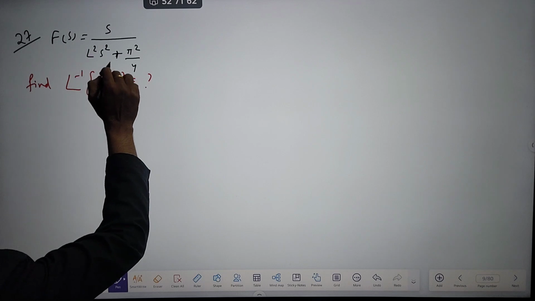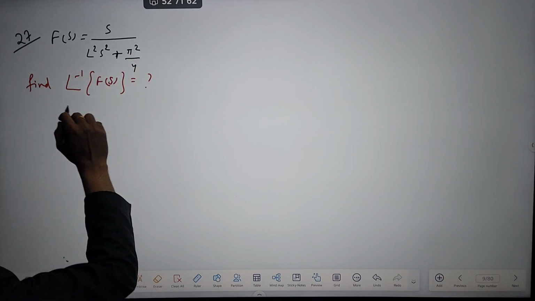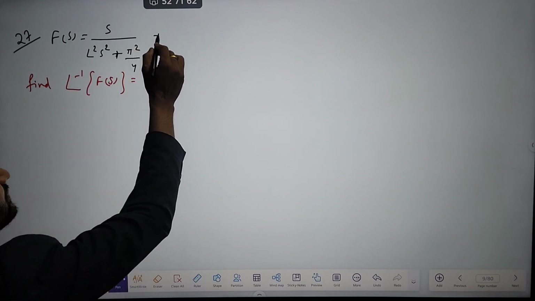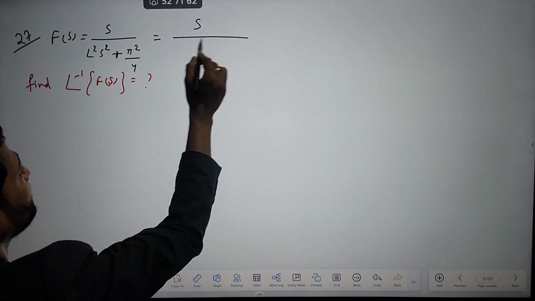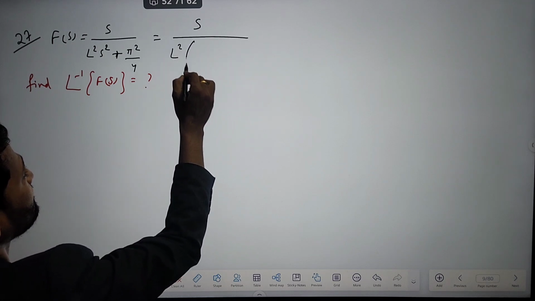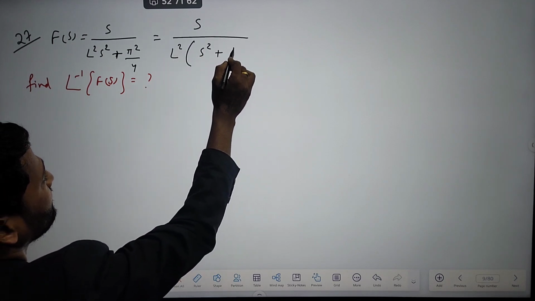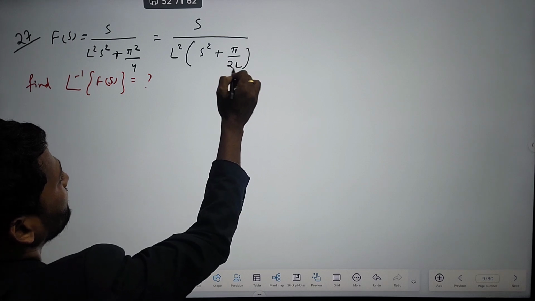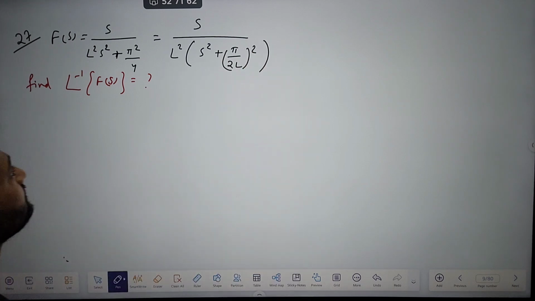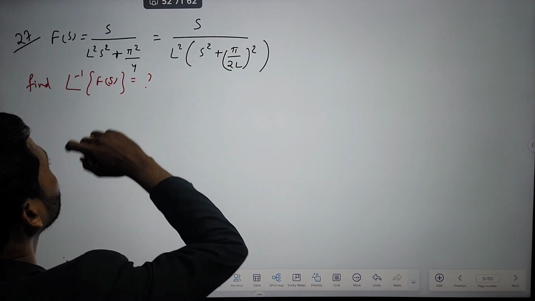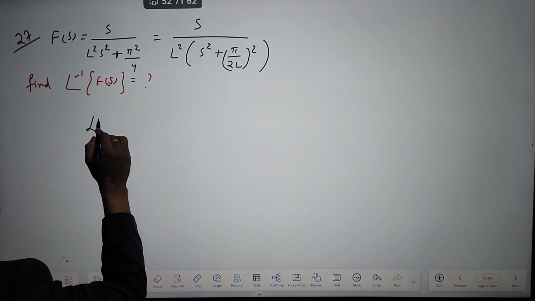F(s) is given by s over l square plus pi square by 4. We will find out the Laplace inverse of that. So here F(s) I can write as s by, if I take l square as common, s square plus (pi by 2l) whole square, right? Okay. So we will find out the Laplace inverse of that.